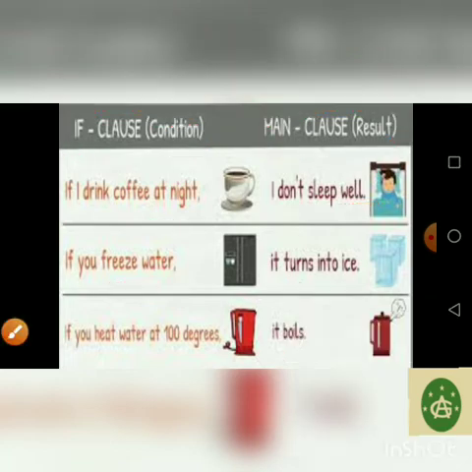If you heat water at 100 degrees, it boils. Both parts are clear. If I drink coffee at night, I won't sleep well. If you freeze water, it will turn into ice. Two parts are there. The main clause does not have if. The conditional clause, the if clause, will have if.